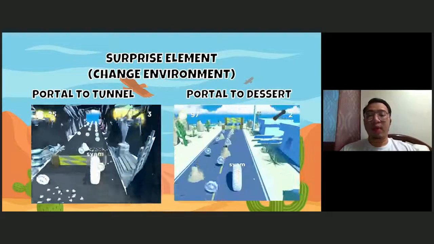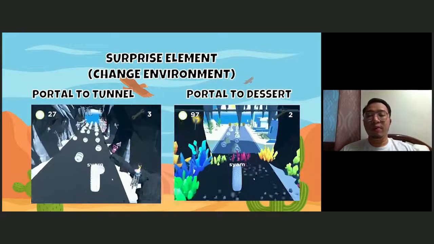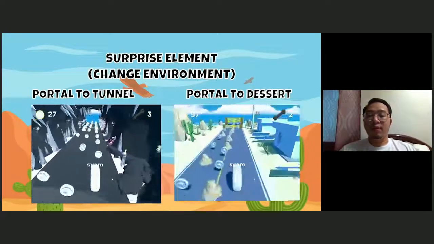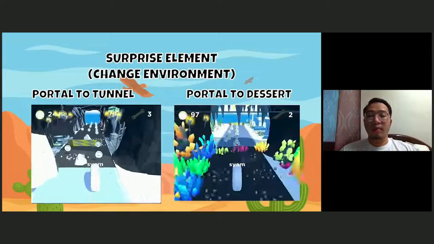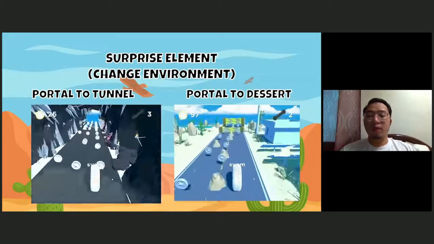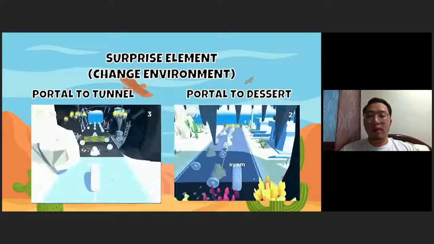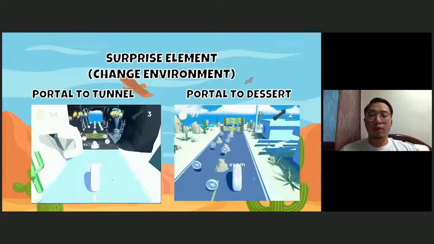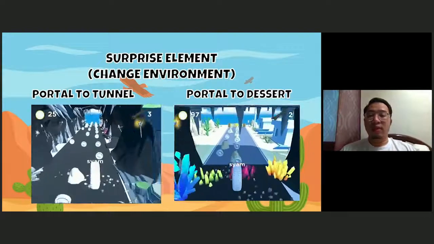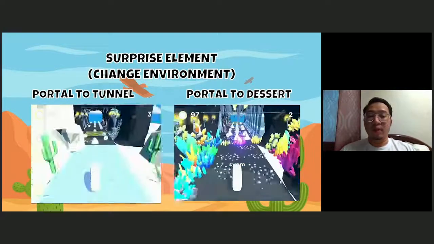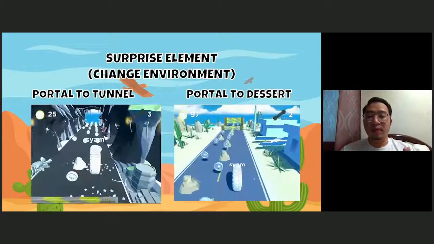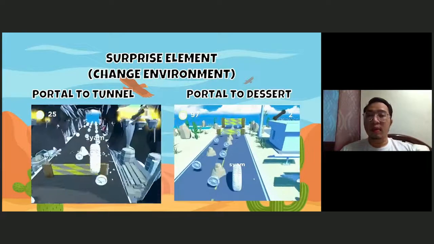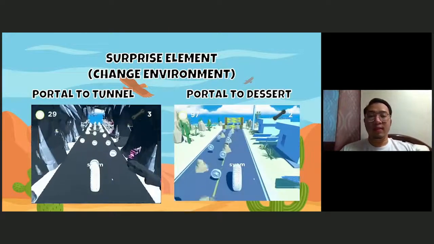Surprise element. In our game, we implement a surprise element by changing the environment randomly at any time. So sometimes the player will meet the portal, which can teleport them to the tunnel, and also a portal to teleport to the desert. So there are two main environments here, which are the tunnel and the desert. The player cannot expect where the portal is located. So that is the surprise for this game.